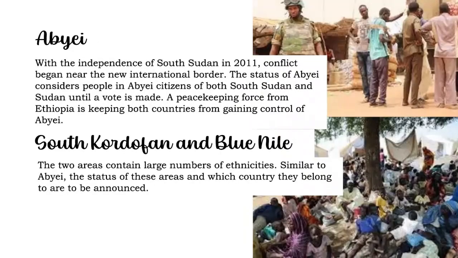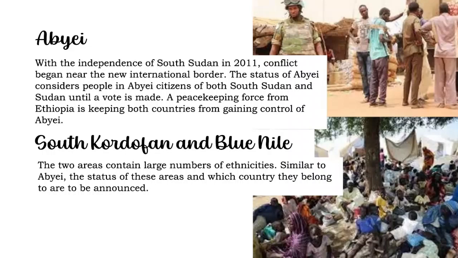Abyei, with the independence of South Sudan in 2011, conflict began near the new international border. The status of Abyei considers people in Abyei citizens of both South Sudan and Sudan, and it's basically going to stay that way until a vote is made. However, the vote has been postponed, so we will be waiting on that. Until then, a peacekeeping force from Ethiopia is keeping both countries from gaining control of Abyei.